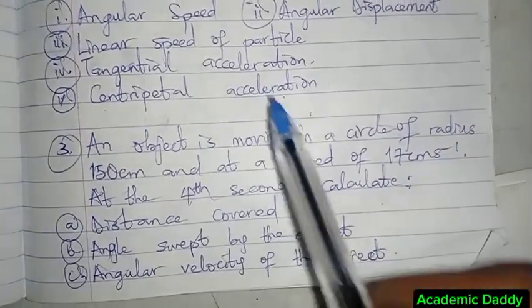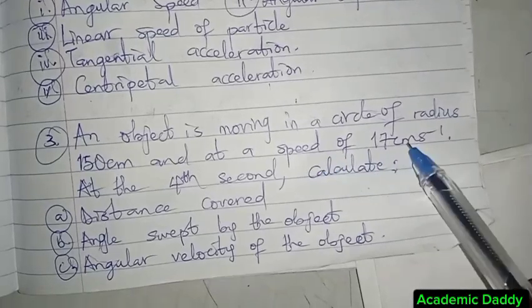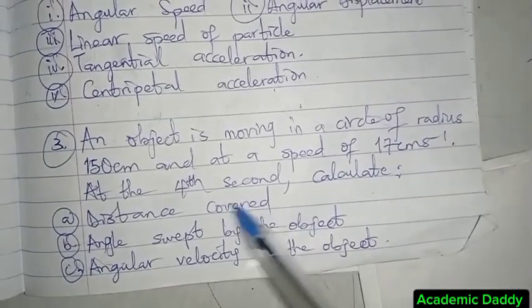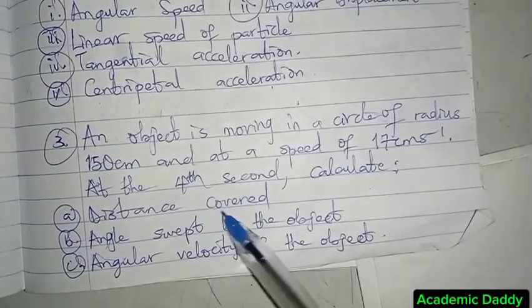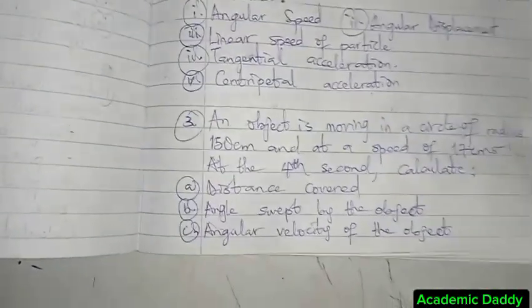An object is moving in a circle of radius 150 cm and at a speed of 17 cm per second. At the 4th second, calculate the distance covered, the angle swept by the object, and the angular velocity of the object. Okay, so let's try to bring out all our parameters.